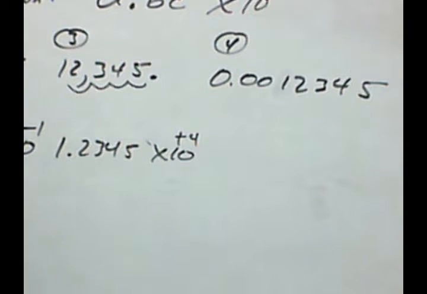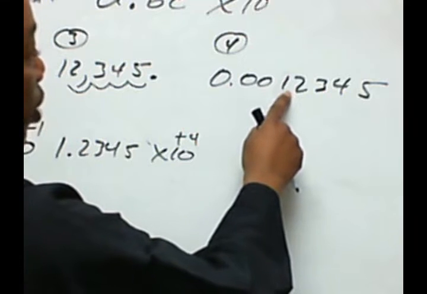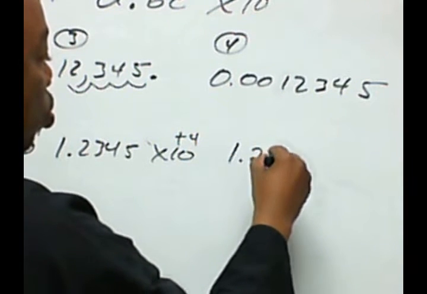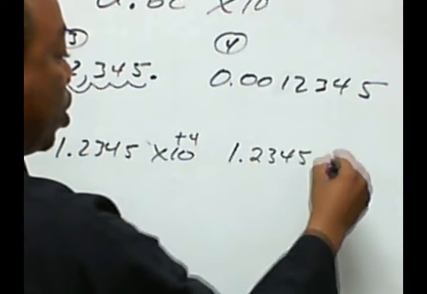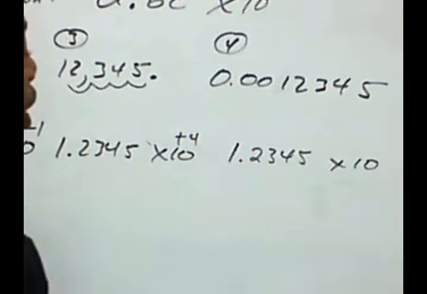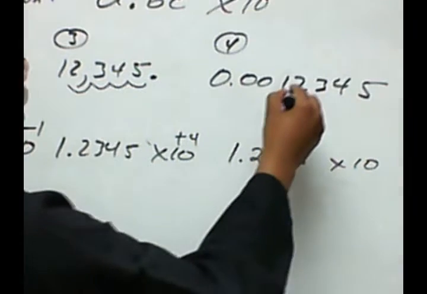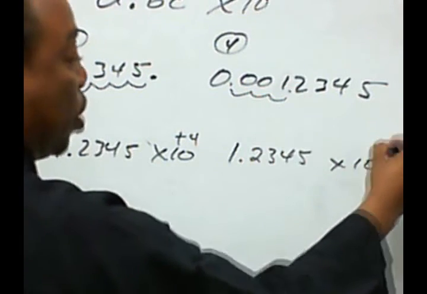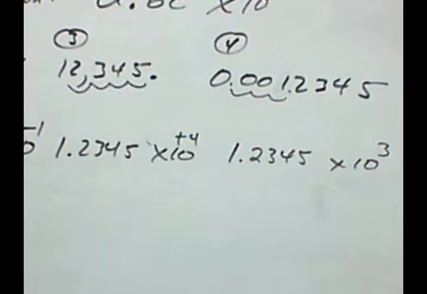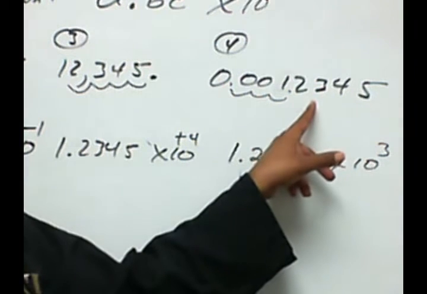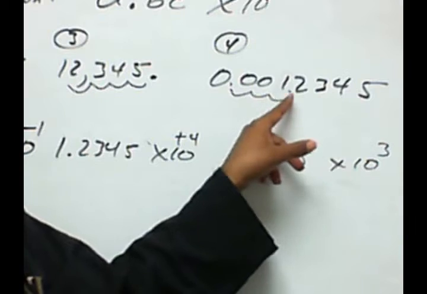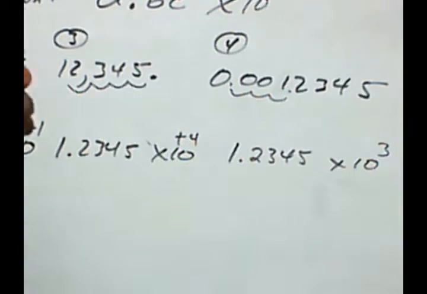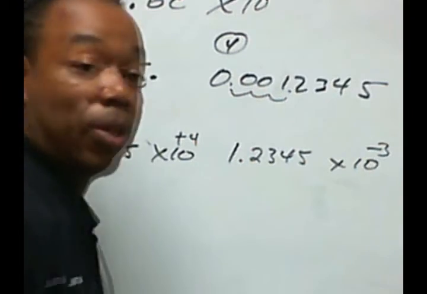Here, for scientific notation, we want the decimal behind the first digit. So 1.235, and then times 10. What does it take to get the decimal to this place? It takes a total of 3 moves. So this will be the 3rd power for 3 moves. The original problem, 0.001235, is smaller than the scientific notation. Therefore, we will represent this as a negative 3.